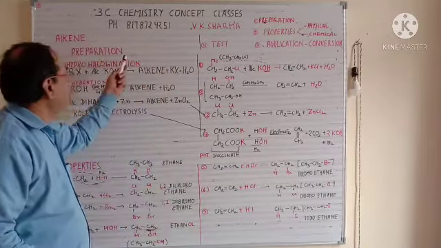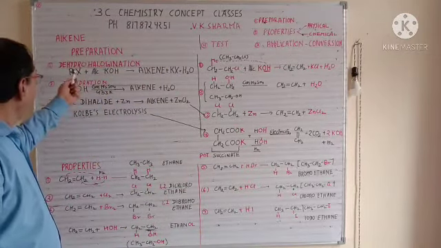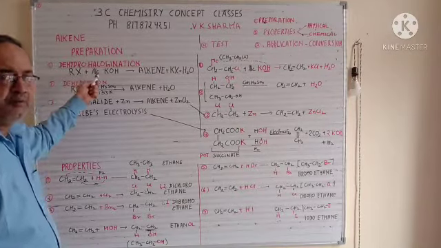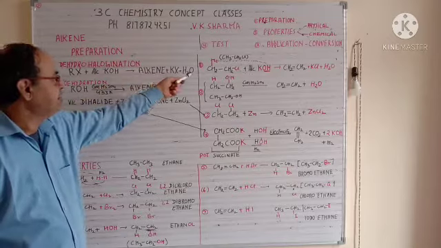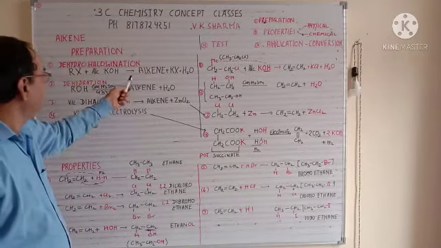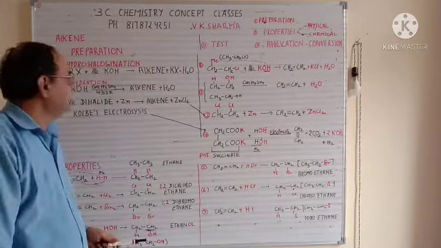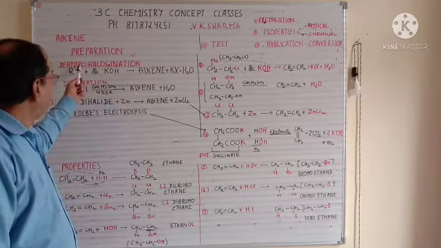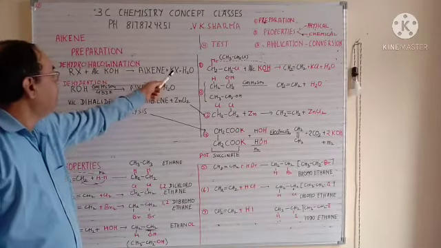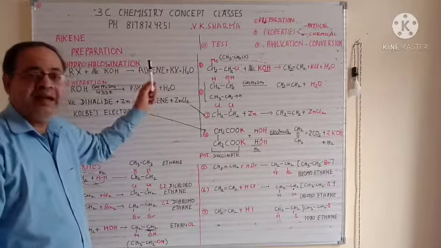Now first we have to go for the preparation. In preparation we have a reaction: RX, that is alkyl halide, reacts with alcoholic KOH, that will give you the respective alkene plus KX plus H2O. This reaction is known as dehydrohalogenation, because de means removal, always, in chemistry language. Hydro means water and halo means halogen. So it is removing halogen and water, so it is called dehydrohalogenation.